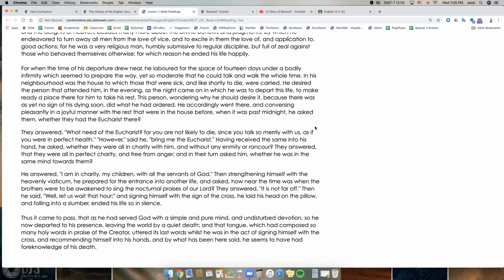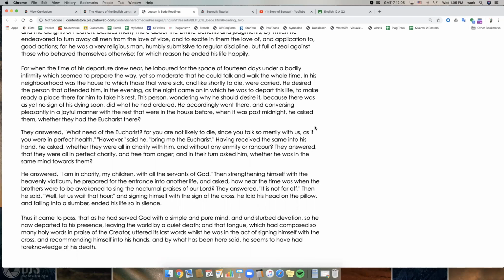Okay. For when the time of his departure drew near, he labored for the space of 14 days under a bodily infirmity which seemed to prepare the way, yet so moderate that he could talk and walk the whole time. That just means he got sick. In his neighborhood was the house to which those that were sick and shortly to die were carried.